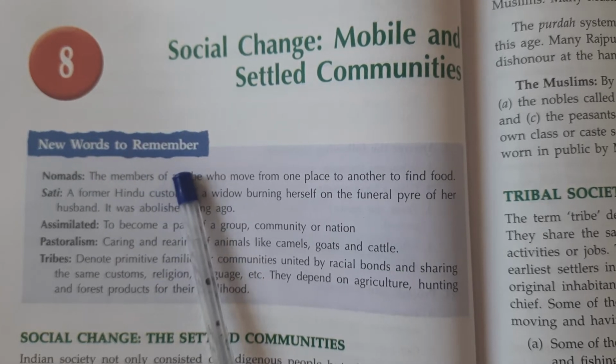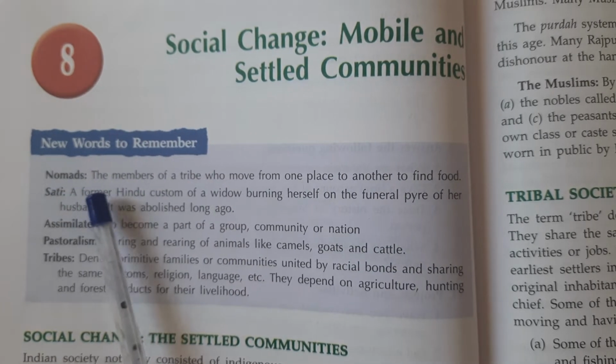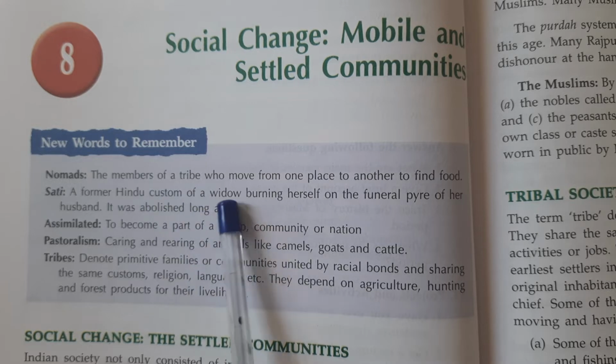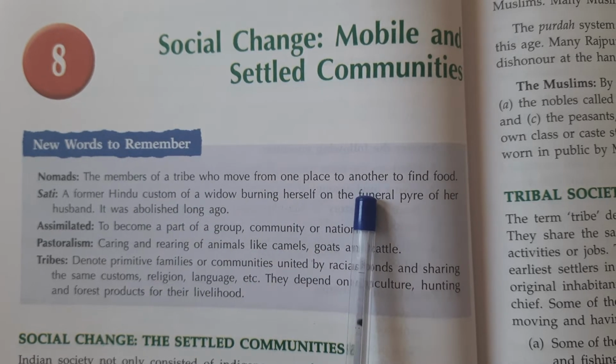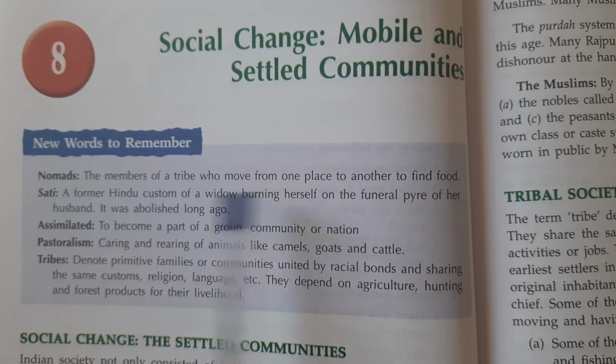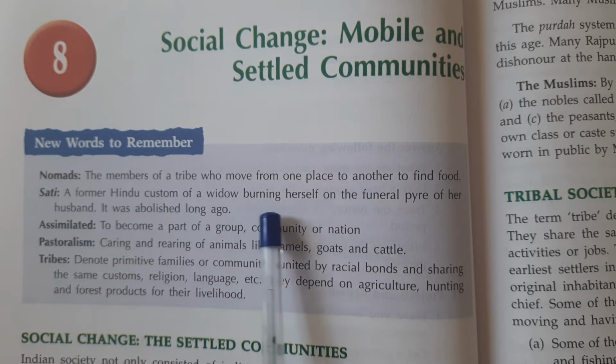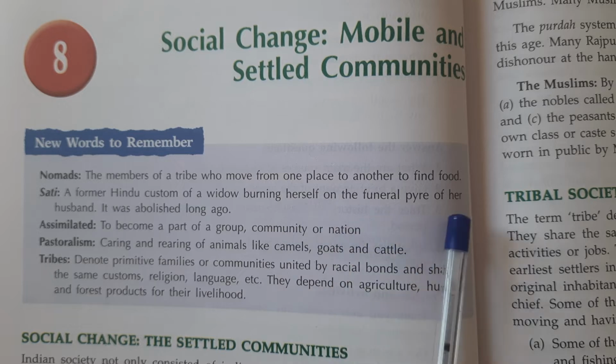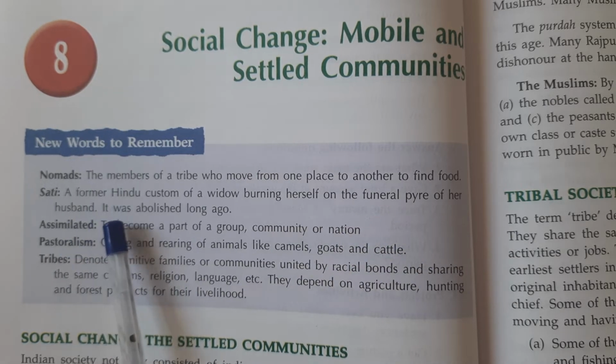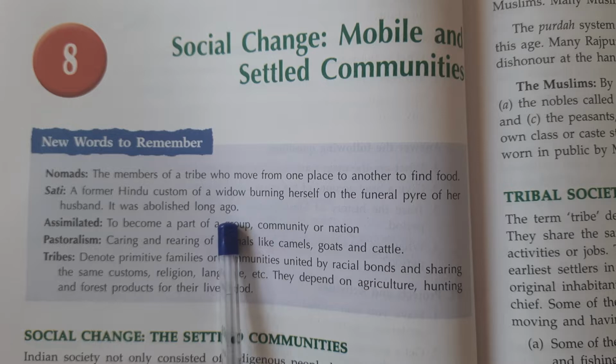New words to remember. Nomads: the members of a tribe who move from one place to another to find food. Sati: a former Hindu custom of a widow burning herself on the funeral pyre of her husband. It was abolished long ago.